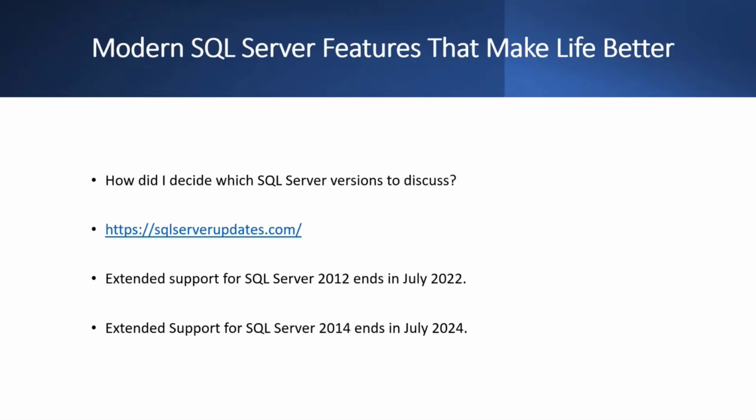So how did I decide which SQL Server versions I was going to discuss? Well, one of my favorite websites, or a website I frequent, is SQLServerUpdates.com. And I go there to get information about what is the latest cumulative update, what is in it, but it also gives you information about the end of life support for that particular cumulative update or whatever it is that I'm searching at the time. Extended support ends for SQL Server 2012, according to that site, in July of 2022. So you have less than a year to still get security patches for SQL Server 2012.